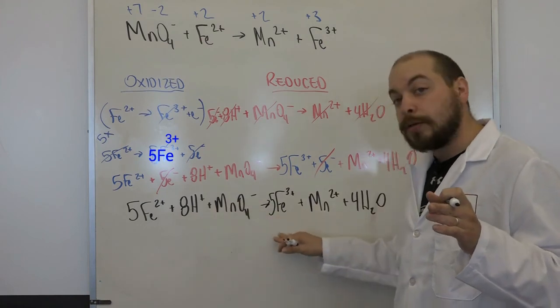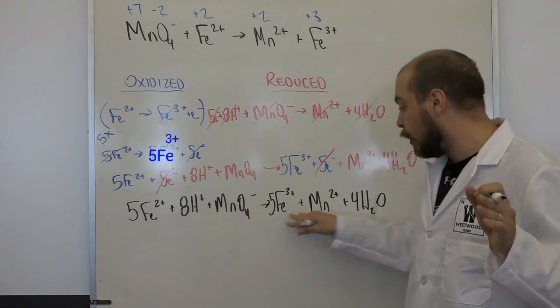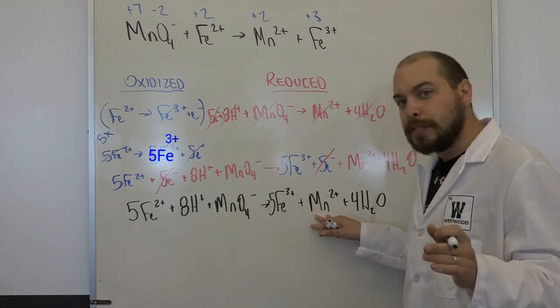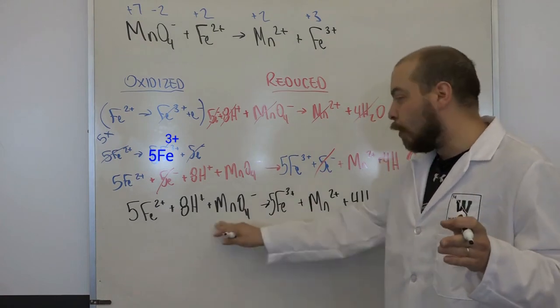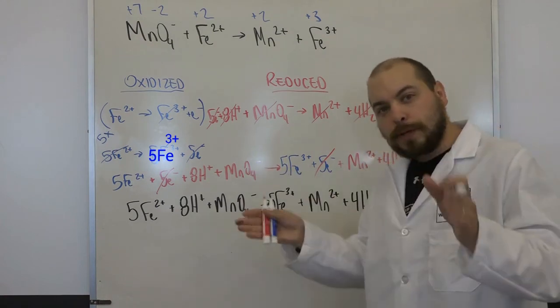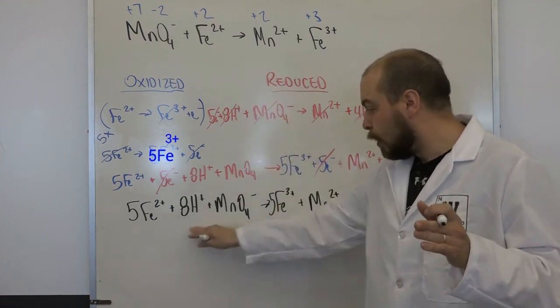That means our total on the right side also needs to be +17. Well, 5 times 3, that's 15, plus 2, that's also 17. So we're balanced for atoms, which means we're balanced for mass, and we're also balanced for charge. We have overall balanced this redox reaction, and there's our result.